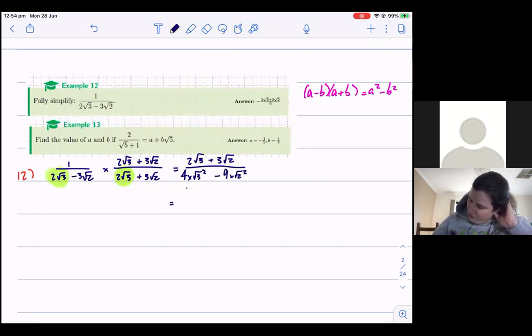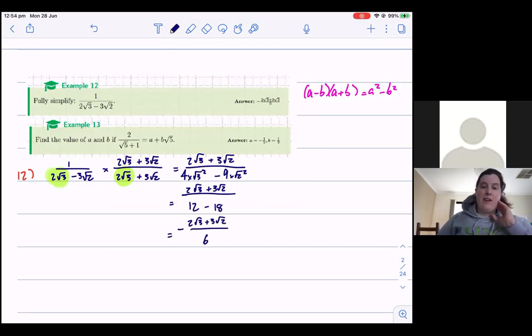So we're going to have 2 root 3 plus 3 root 2 on the top. On the bottom, root 3 squared is 3, so 4 times 3 is 12. Root 2 squared is 2, so 9 times 2 is 18. So we're going to end up with 2 root 3 plus 3 root 2 over negative 6. I'm just going to chuck the negative out the front.